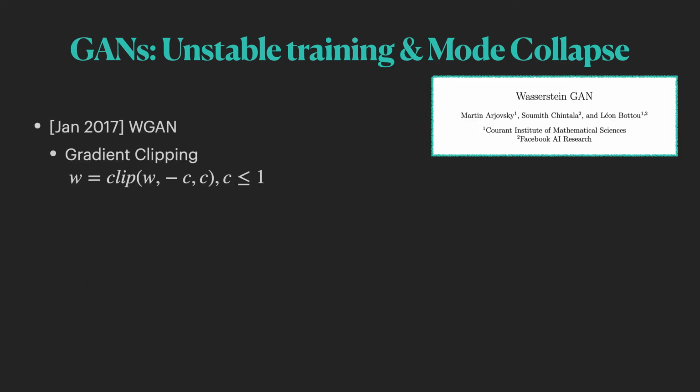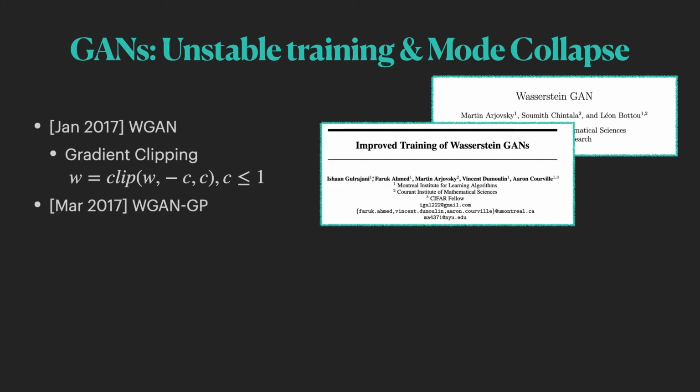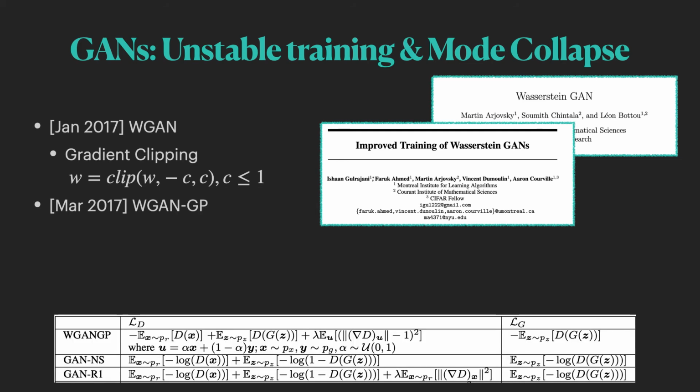Wasserstein-GAN was the first breakthrough in stabilizing GANs. The original paper suggested enforcing the Lipschitz constraint by gradient clipping with some hyperparameter C that is bounded by 1, but this was very sensitive to the choice of this hyperparameter and could result in divergence. Soon after that, gradient penalty was proposed as a better way to enforce the Lipschitz constraint.